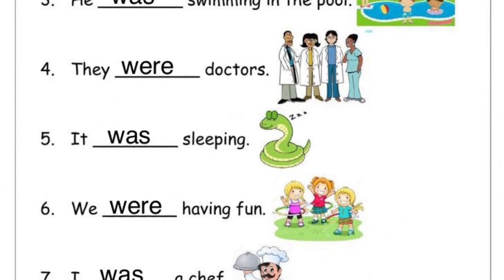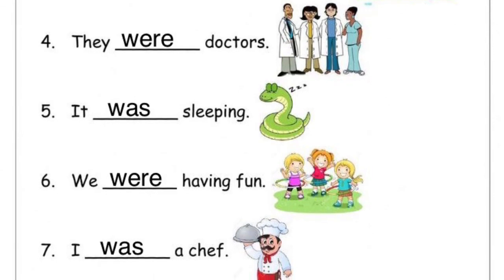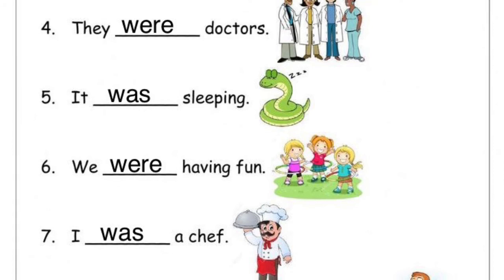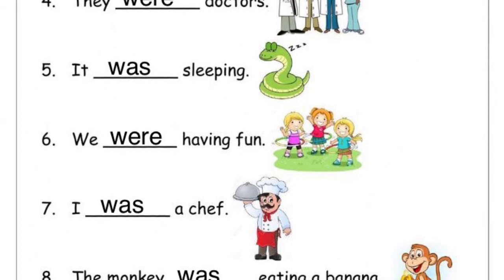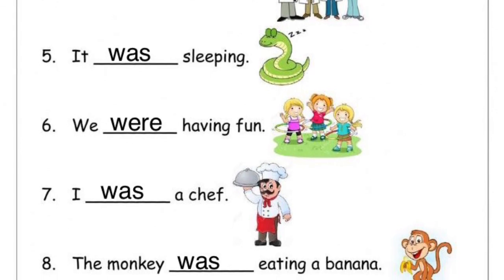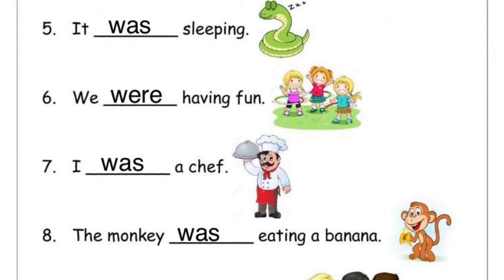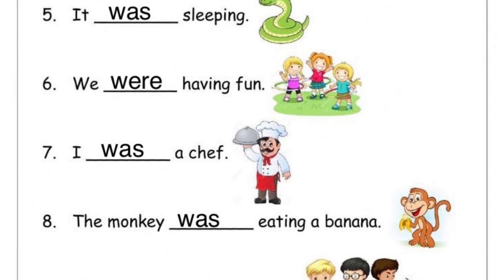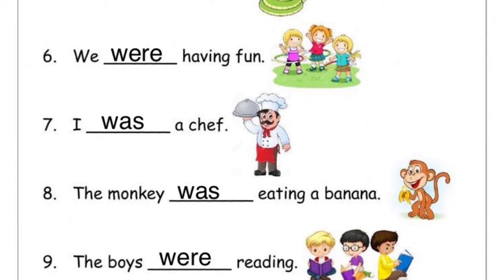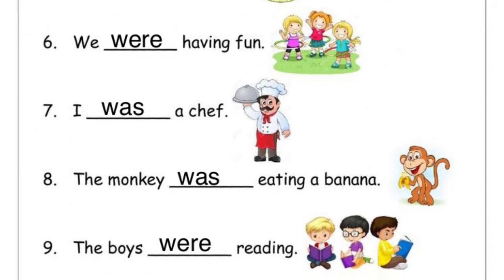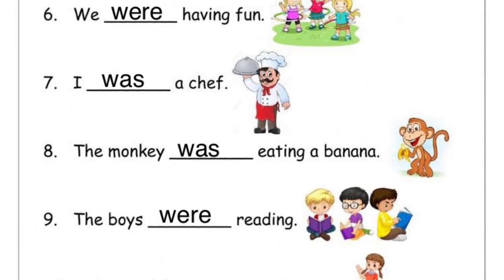Next, we, okay, we, plural, so we have to use plural verb. We were having fun. Okay, next is I. With I we have to use a singular verb, was. I was a chef. Okay, next is the monkey was eating a banana. Monkey, singular. Okay. Next one is the boys were reading. Boys are many, they are plural. So the boys were reading.